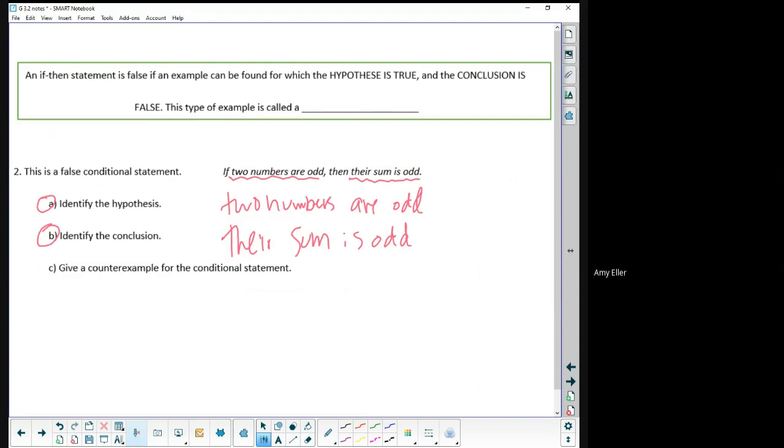Now I want you to give a counterexample for that statement. So remember, this part has to be true, but then this part is not.